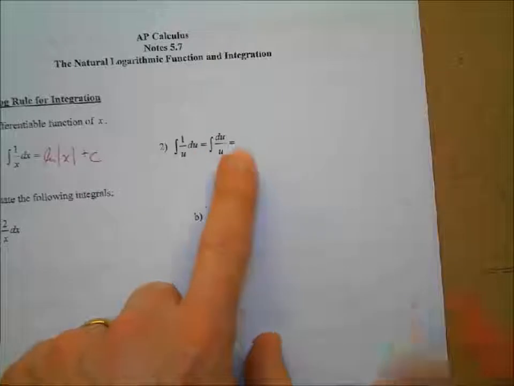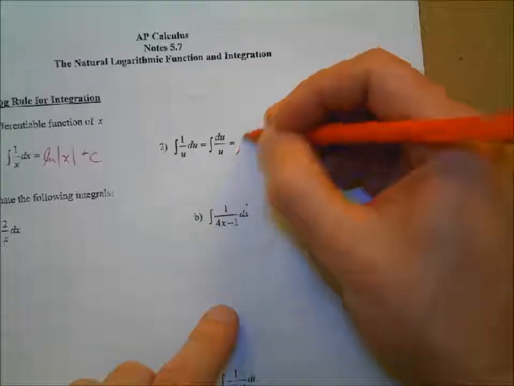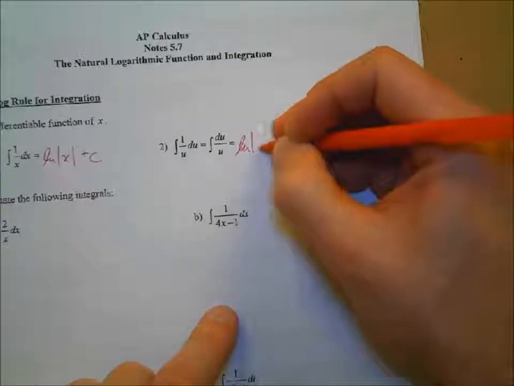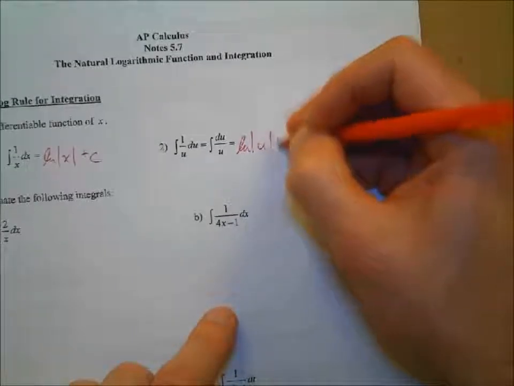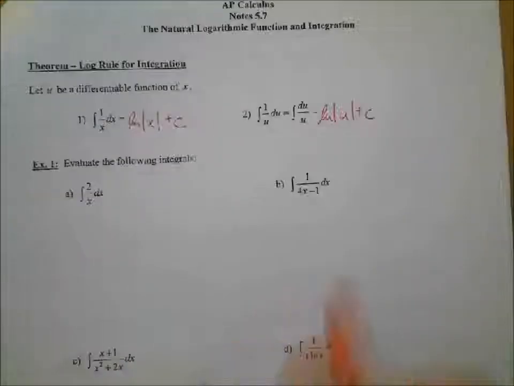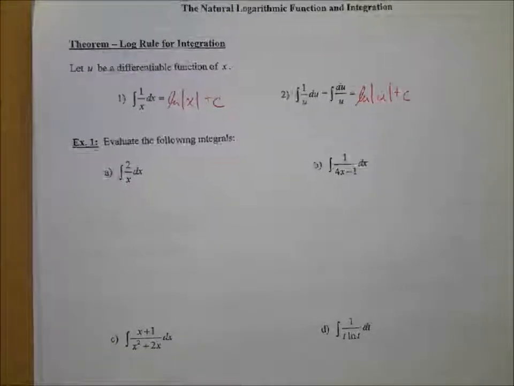And what would this integral be? The natural log, absolute value of u plus c? That's it. Yeah, that's it. All we've done here is change variables. So yes, it is the natural log of the absolute value of u. No question marks necessary. All right, so let's go on here.